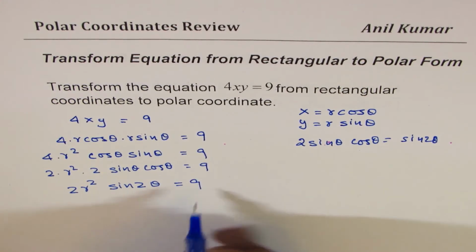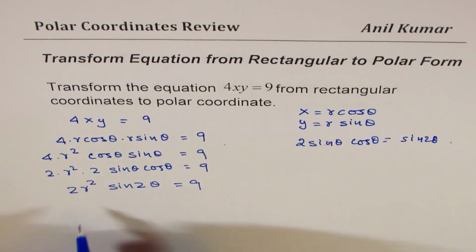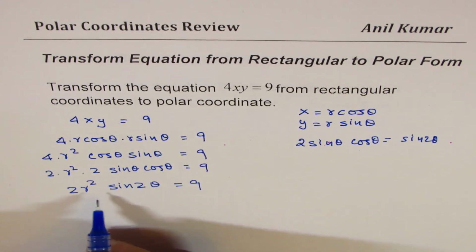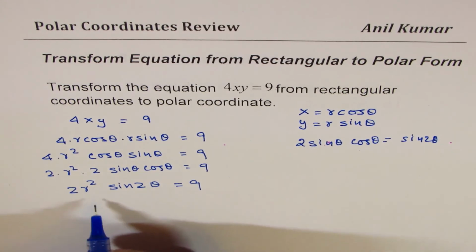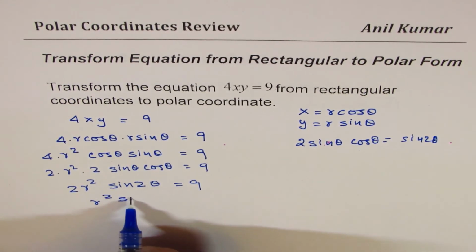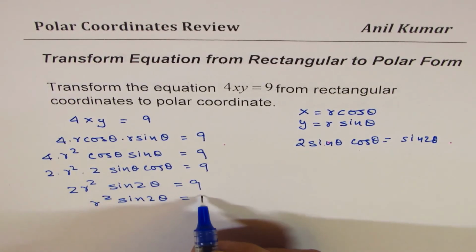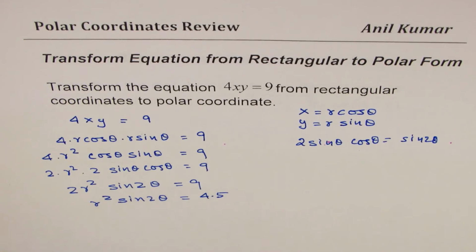equals 9. So what you see here is an equation which is in terms of r and theta, and so it will be referred to as a polar equation, correct? So we have r square sine 2 theta equals 9 divided by 2, or 4.5, correct? So that is how you can write this equation, or you can leave it as such, it doesn't matter.